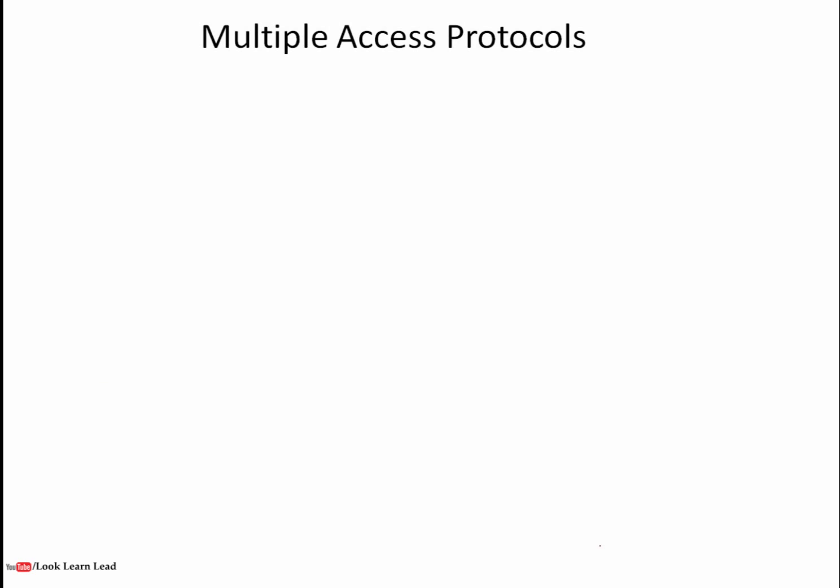Let's see what they are. The multiple access protocols all operate at the MAC sublayer of the data link layer. Okay, there are three types.